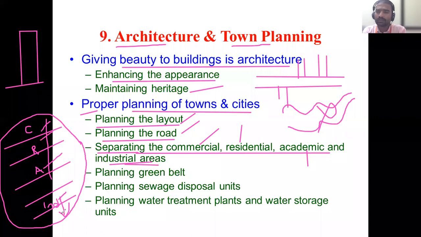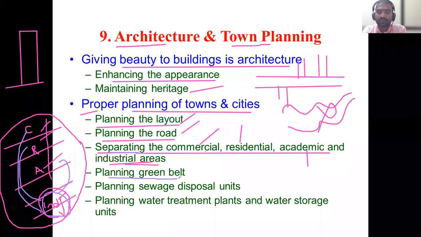Why is it constructed away from the city? Pollution, noise. Yes, noise pollution. The industry produces some kind of noise. That noise may affect the academic area, the residential area, and the commercial area. That's why the industrial area is always taken outside the city. So all of these are separated in town planning: commercial area, residential area, academic area, and industrial area.